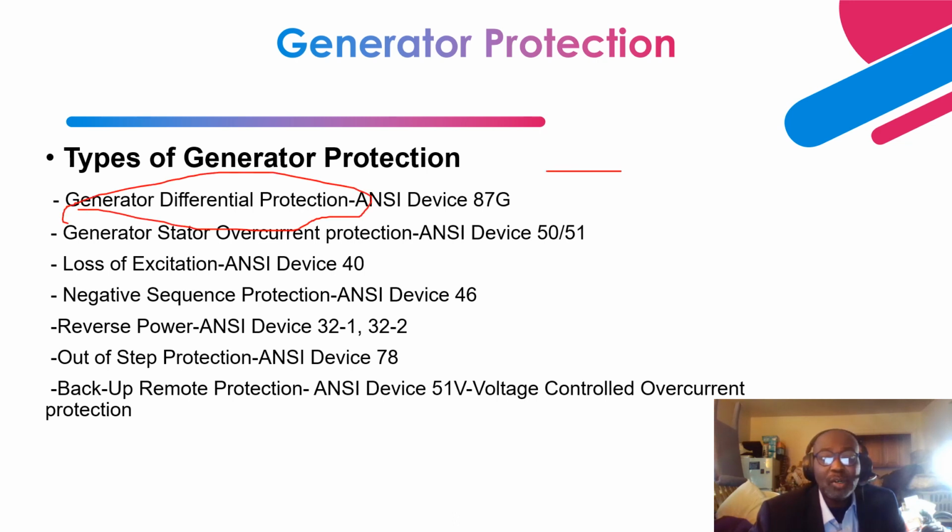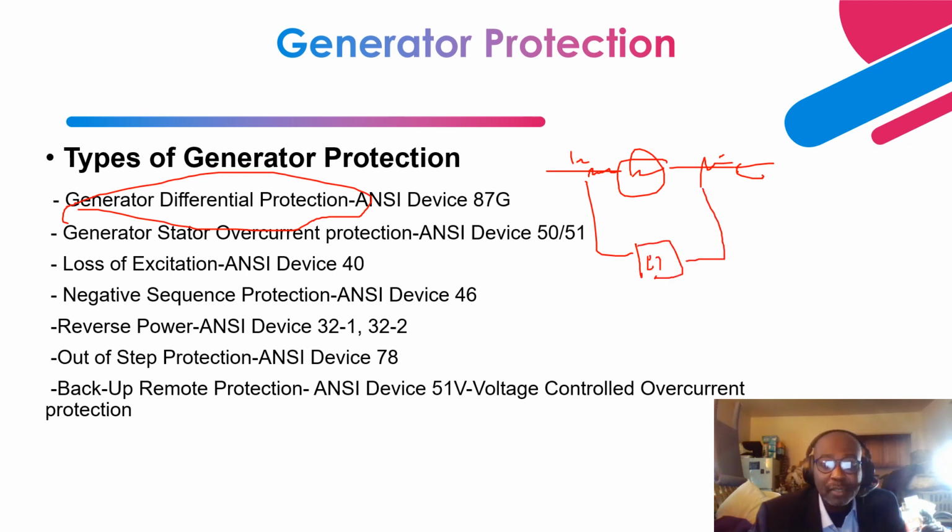Okay, so you have a generator, right? We have in, out, right? We have a CT here, right, that is tied to a differential relay, 87G, right? Okay, so inside of the 87G relay, we have a restraint element, right, on both sides.